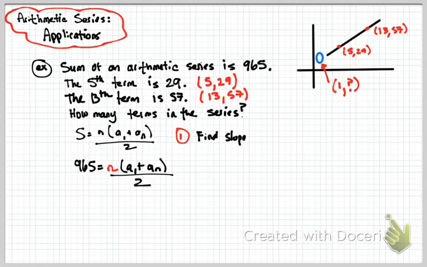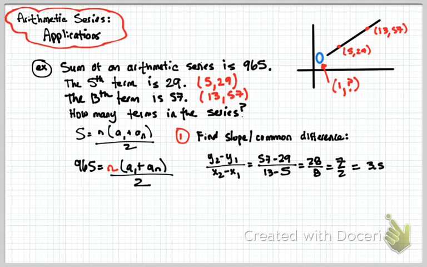And Megan, that was great to notice. Your slope is your common difference. It's the same thing. When you're done with finding your slope, check with your neighbor. So our slope is 3.5. All right. That's helpful, but it doesn't tell me what A1 is, right?